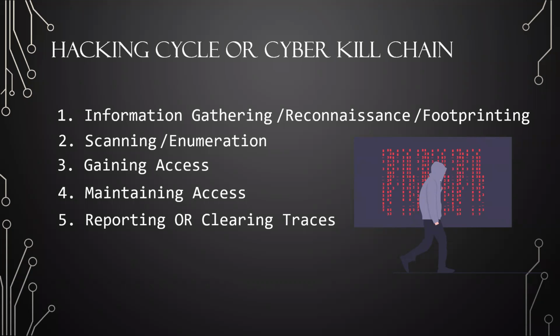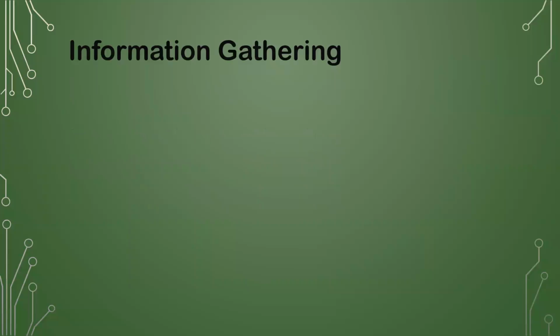Now proceeding further, let's talk about each of these steps one by one. So the first step is information gathering. As the name itself suggests, information gathering is nothing but trying to gather as much information or data as possible about the target organization. And this data is gathered passively. What I mean by passively is that you do not contact the organization in any way.